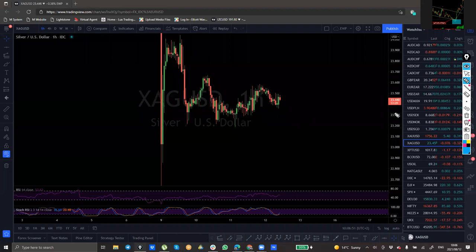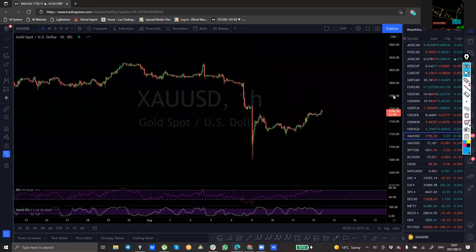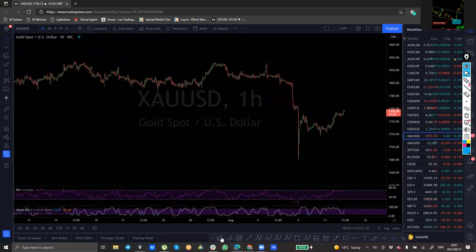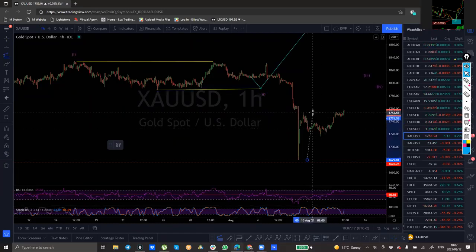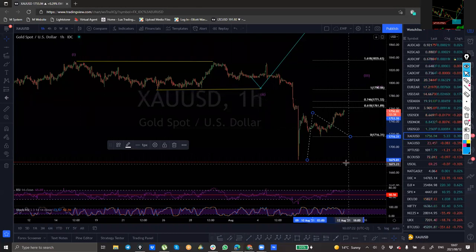All right. So a very good question there from Mikhail, asking what would be the target for gold? So I'm going to quickly show you what the target for gold would be. Let's go back to gold. So we'll be measuring the equal leg of the impulse from the bottom to the first peak there. So the first target would be 1790. And that's the minimum target. That's a conservative target.